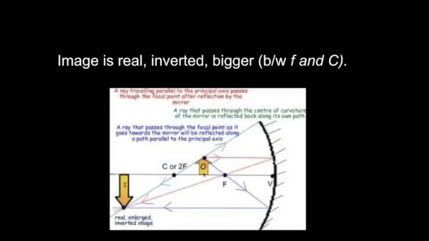Now I bring the object in between C and F, and now my image actually moves away. So you can see that as the object approaches the mirror, the image moves away and it gets larger and larger.